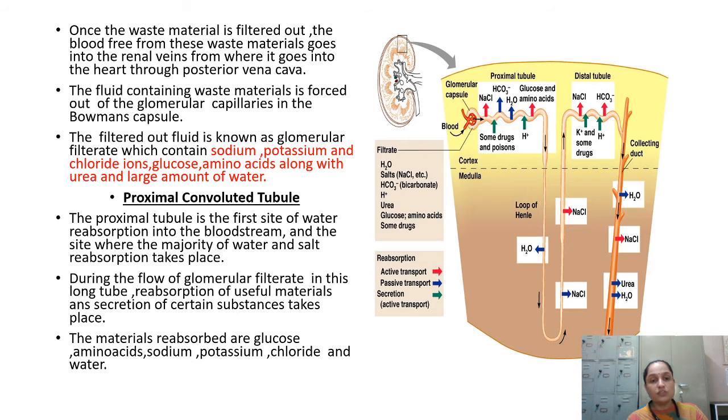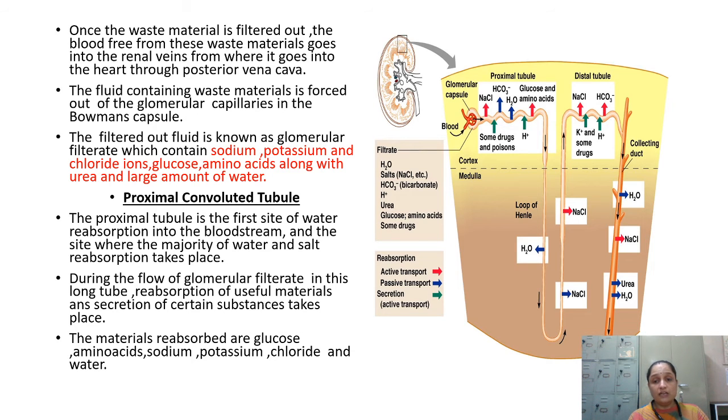The fluid containing waste material is forced out of the glomerular capillaries into the Bowman capsule. So the fluid carrying the waste material is forced out of the glomerular capillary. तो glomerular capillary के बहुत thin होने की वजह से, pressure high होने की वजह से, it is going to be released inside the Bowman capsule. ठीक है, तो Bowman capsule में आ गया है ये. The filtered out fluid is known as glomerular filtrate. ये जो filter होकर के Bowman capsule के अंदर filtrate आया है, that is known as ultrafiltration, and it is known as filtrate. Basically glomerular filtrate बोलते हैं क्योंकि glomerulus से निकल के आया है.